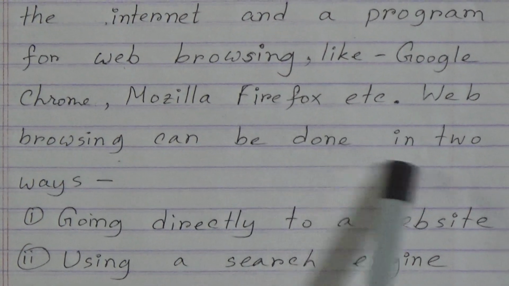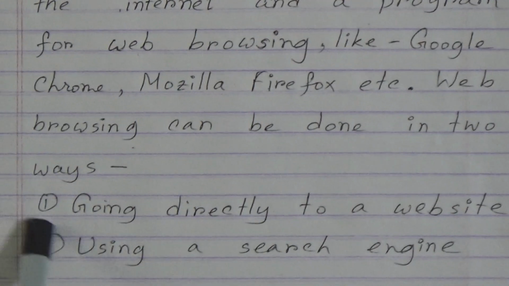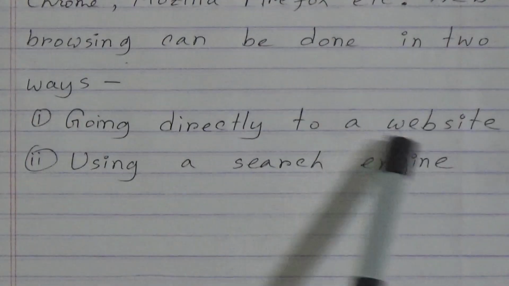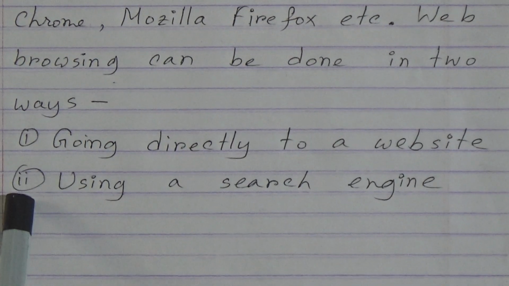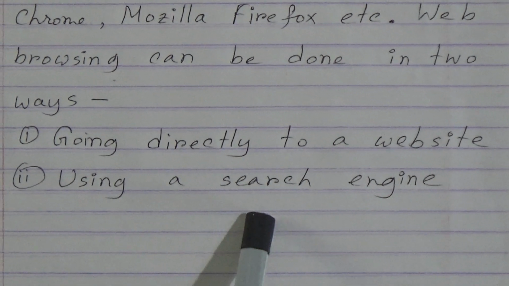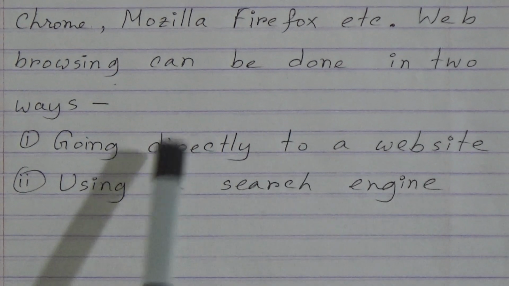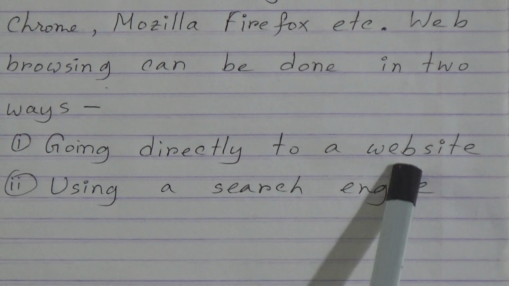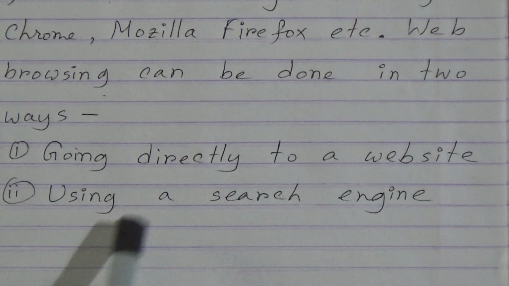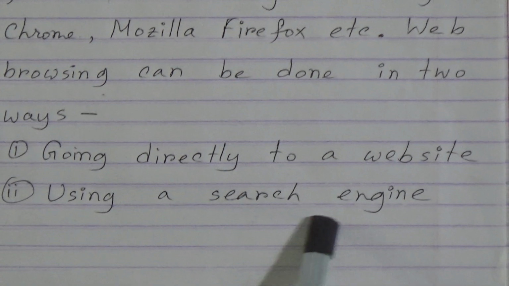And we can actually do web browsing in two ways. The two ways are, number 1, going directly to a website, and number 2 is using a search engine. If you know the URL to a website, you can directly go to it, and if you don't know it, you can use a search engine.